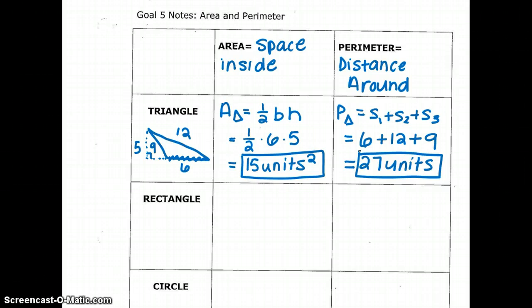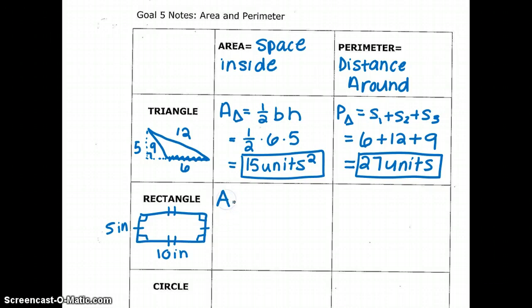The second shape we're going to look at is a rectangle. What makes something a rectangle is it has 4 right angles and opposite sides are congruent. So these 2 sides, left and right, and the top and the bottom are congruent. So I'm going to say that the bottom and top are 10 inches and the left and the right are both 5 inches.